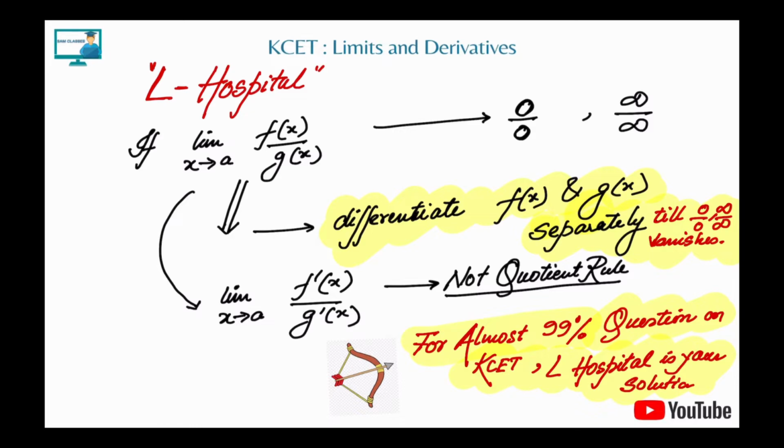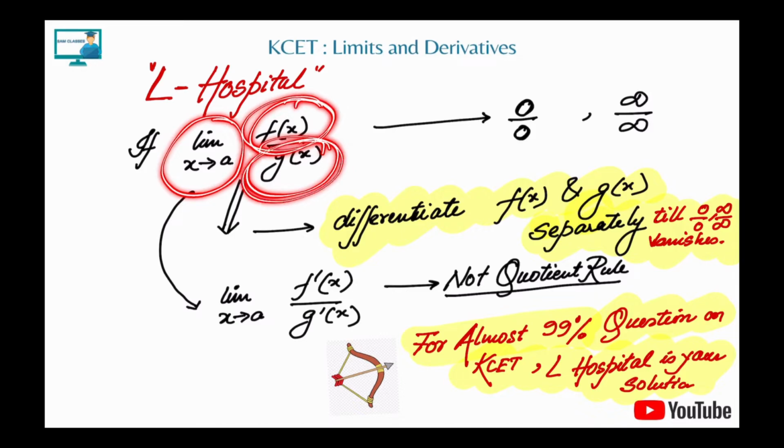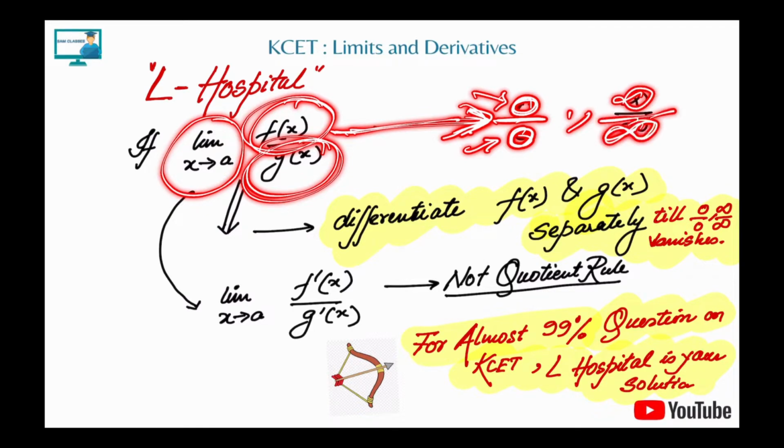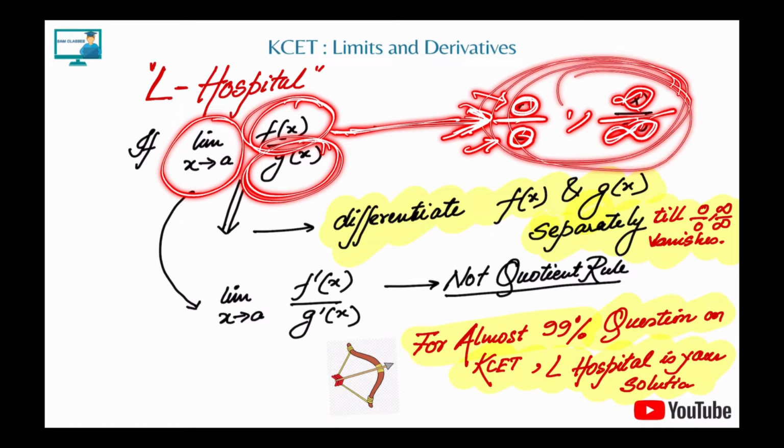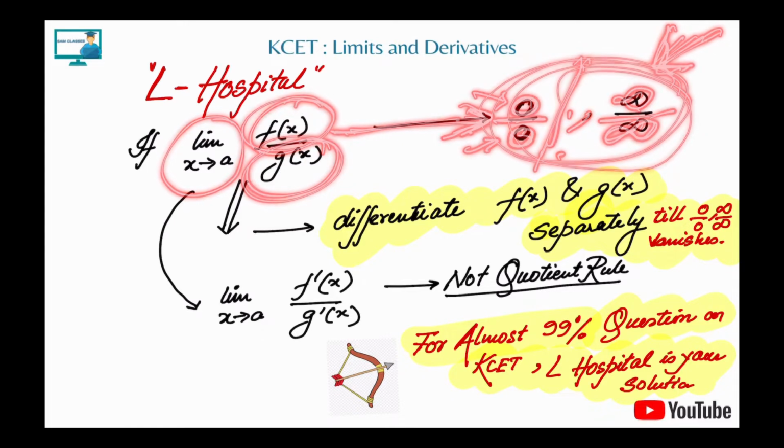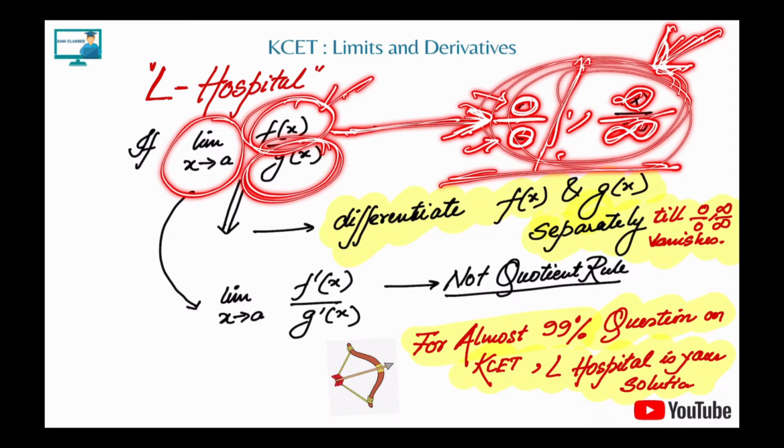Let's see it. So limit x tends to a, we have a term of f(x) by g(x), numerator by denominator. If they are of the form 0 by 0, or infinity by infinity, these two forms, 0 by 0 or infinity by infinity, say it out loud, okay, while watching the video only. So what do you do? Differentiate, okay. Differentiate numerator separately, denominator separately, till they come out of the 0 by 0 or infinity by infinity form.